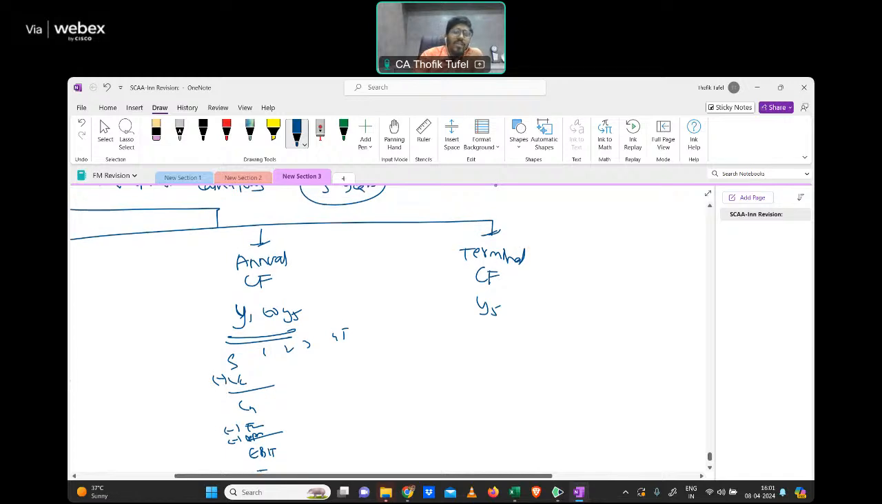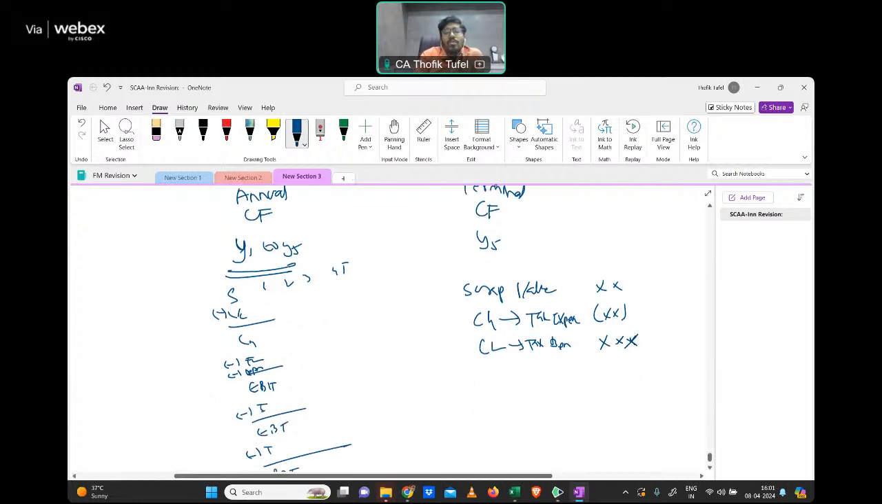Now terminal cash flows. For example, if you are selling that machinery, the scrap value will be the inflow. When you have a scrap value, you will have either a capital gain or a capital loss. If it is a capital gain, you will have a tax expense, and that tax expense is an outflow. If it is a capital loss, you will have a tax benefit, which is an inflow. So scrap value is an inflow, tax on capital gain is an outflow, and tax benefit on capital loss is again an inflow.